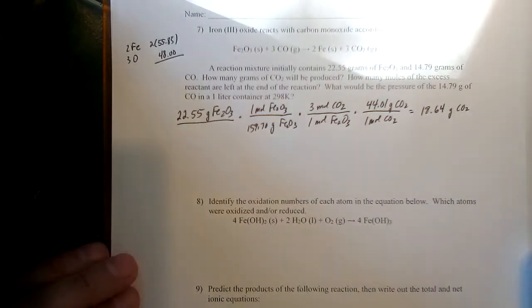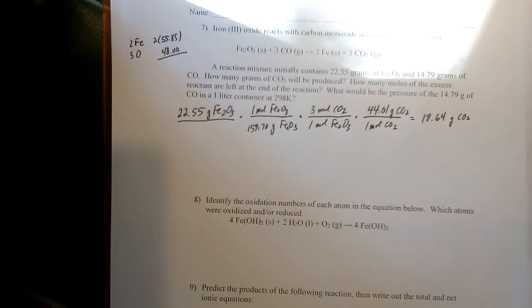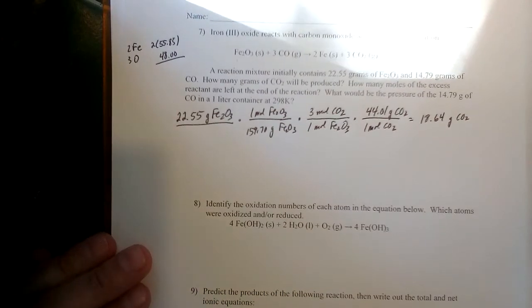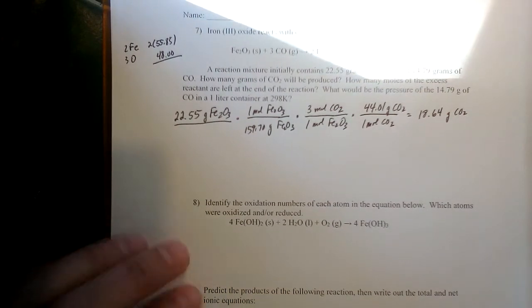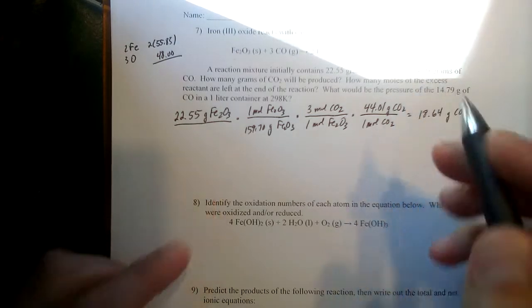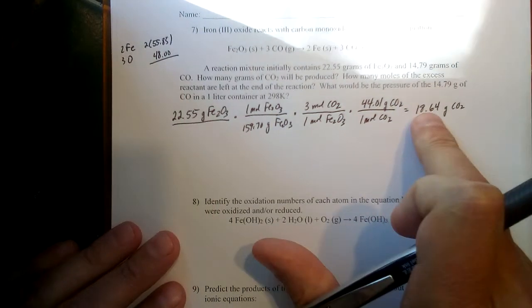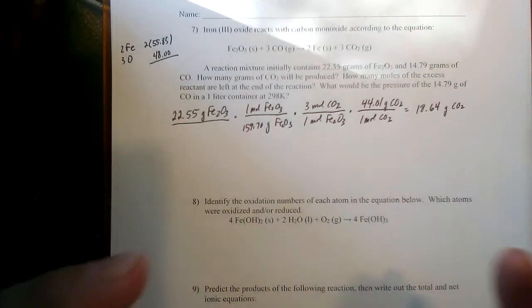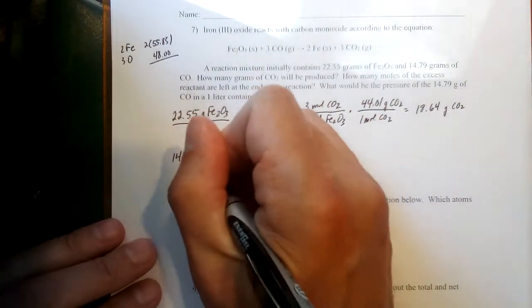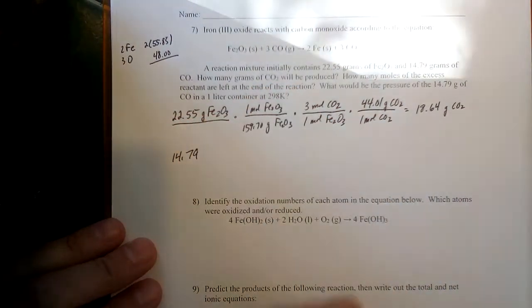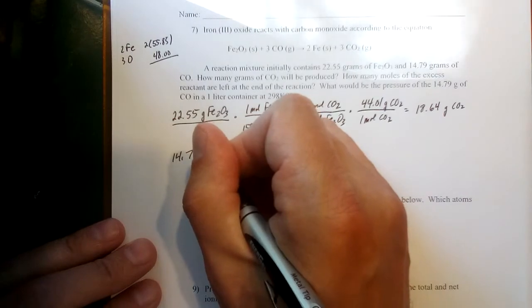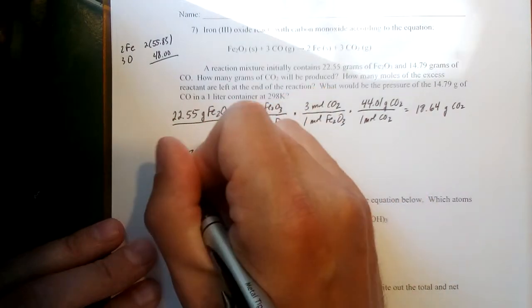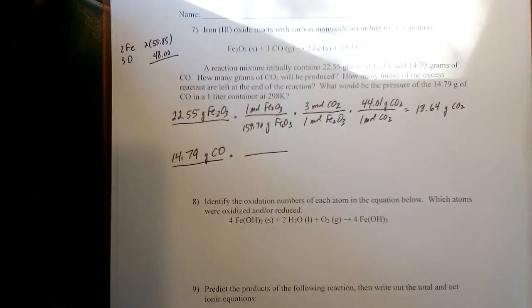Now, maybe that's the right answer, but the thing about the limiting reactant problem is we don't know if it's the right answer until we do the next part, because maybe the CO was the limiting reactant. So maybe that's how much CO2 we'd make if we used all the iron oxide, and we don't use all the iron oxide, possibly. So we have to do the other calculation to double check. So we start also with 14.79 grams of carbon monoxide, and we want to figure out how much of the product could be made if we used all that up.